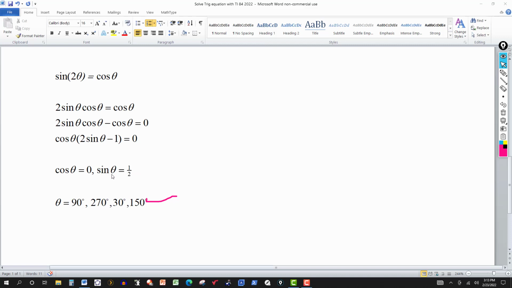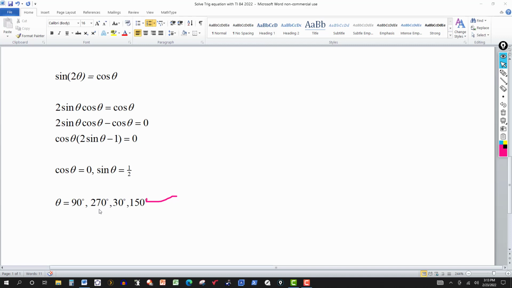And of course we did this one already. Sine of theta equal to 1/2 has 2 solutions of 30 and 150. And cosine of theta equal to 0 at 90 degrees and 270 degrees. So that's how you would solve these manually.